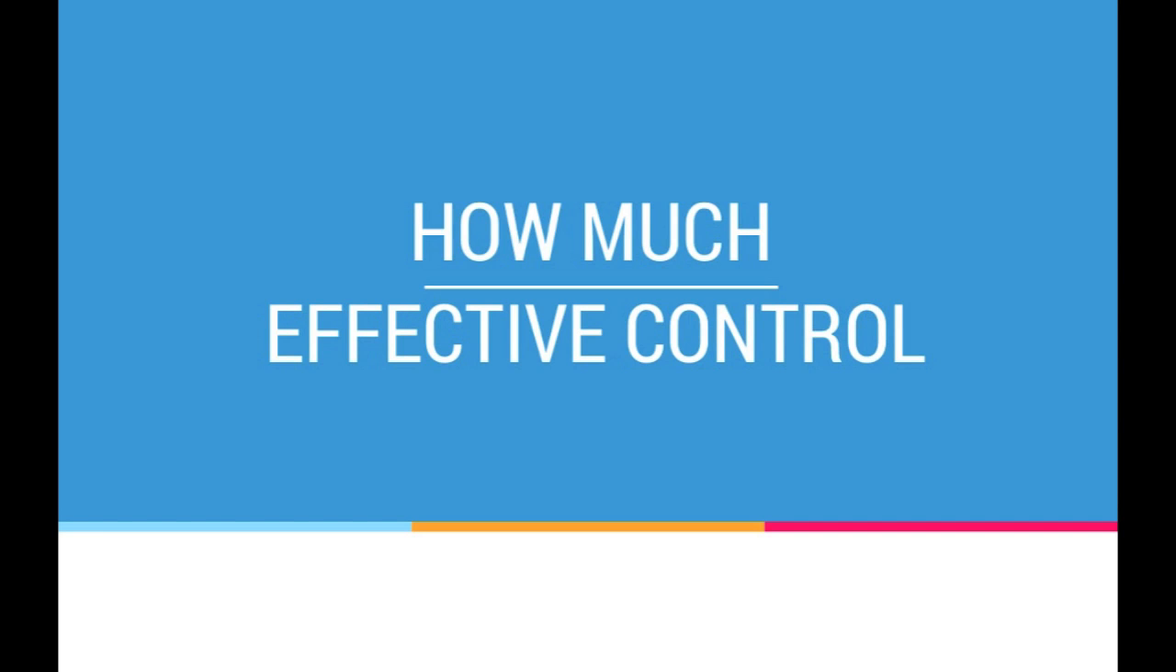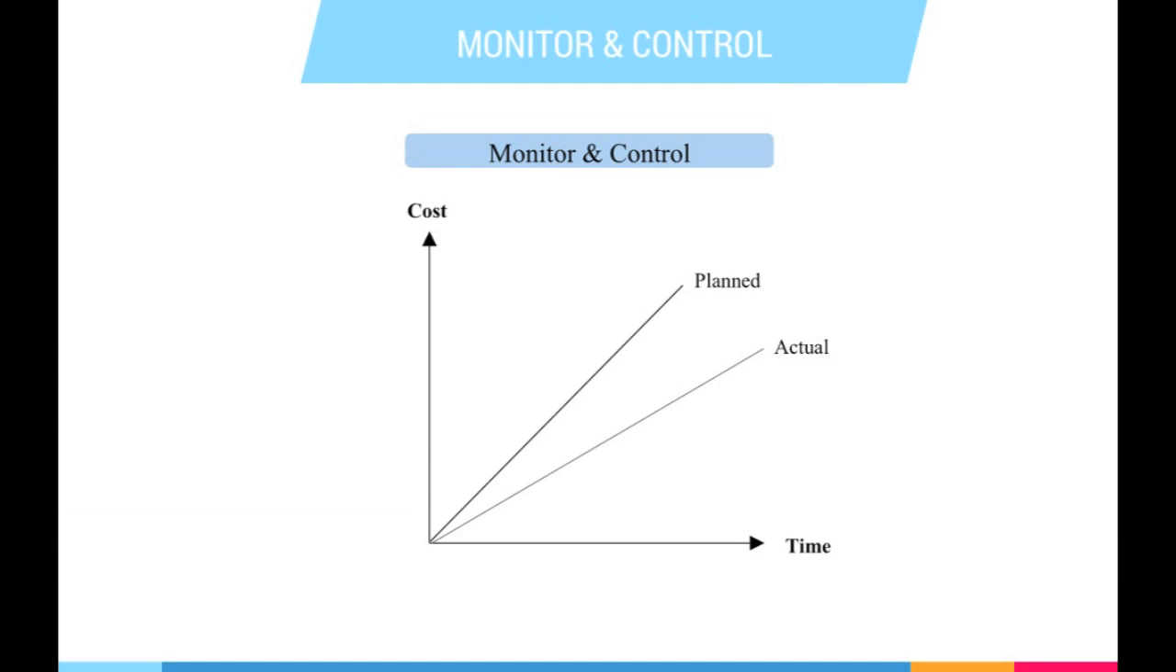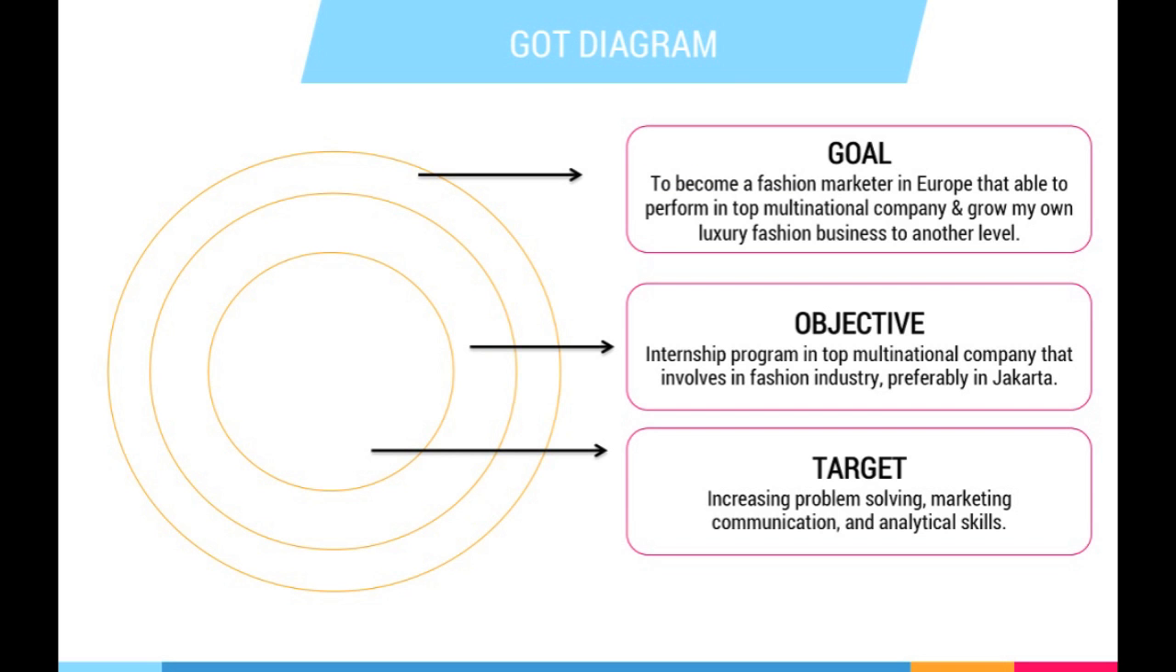And for the last thing, it's going to see how much of what we know is effectively controlled or not. And in this monitor and control section, this will help me to analyze what I have planned and what is actually happening in the pursuit of achieving my goal, and to always improve to become better in achieving my goal. And to plan what's ahead for myself, I need to have a clear goal, objective, and target that I want to achieve. Therefore, I use this GOT diagram.